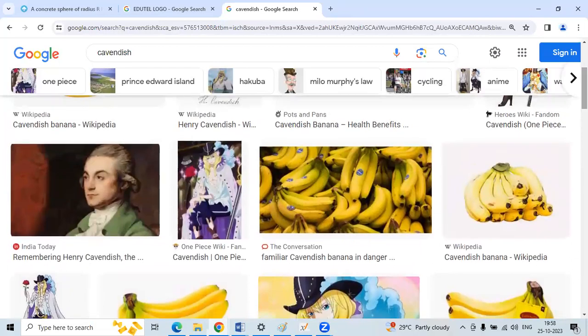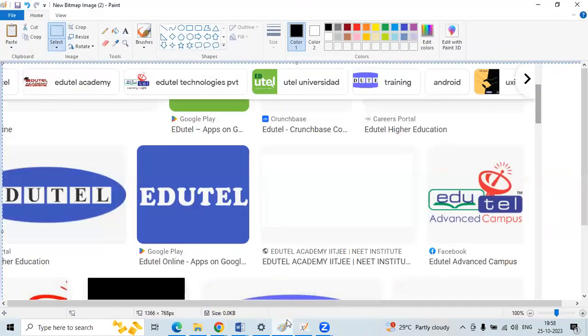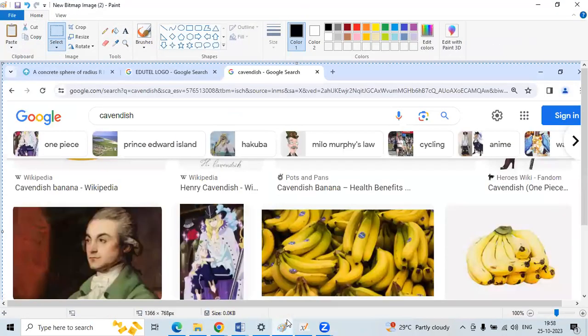Henry Cavendish, this is him. He only gave that capital G value.